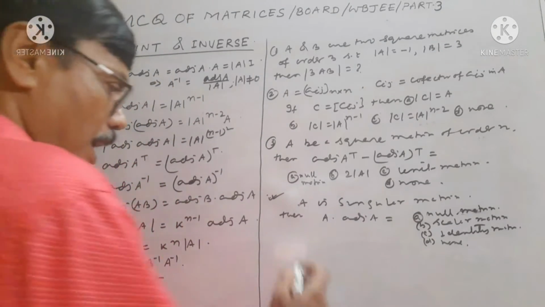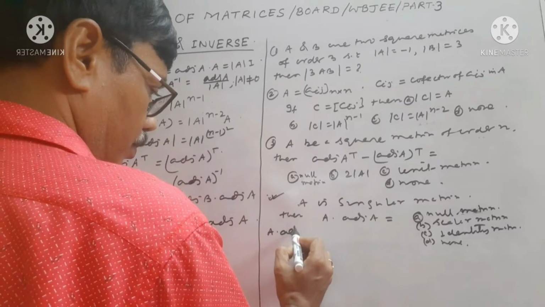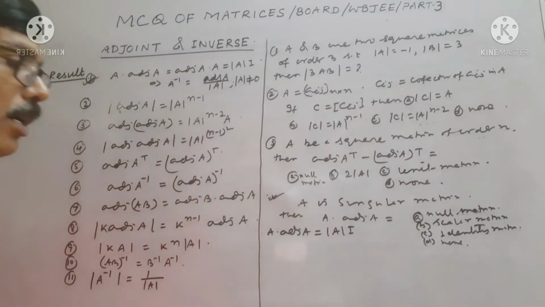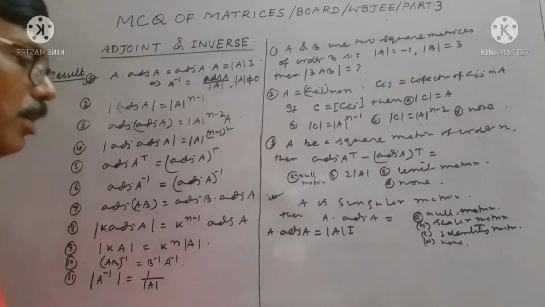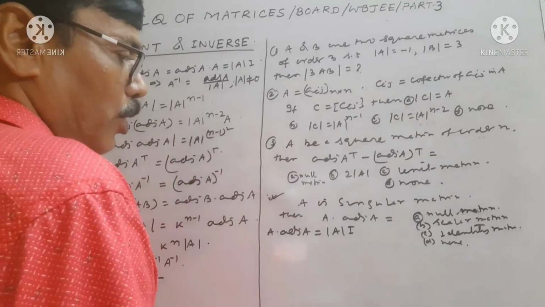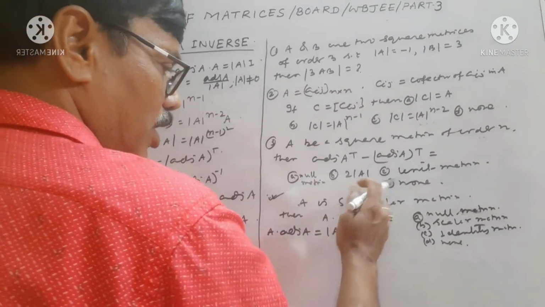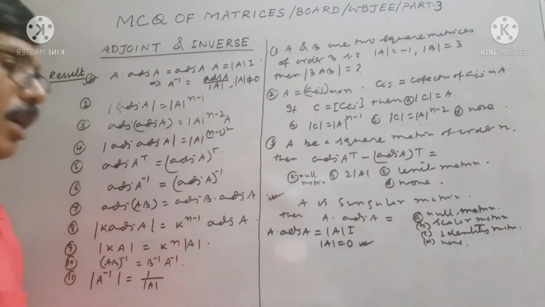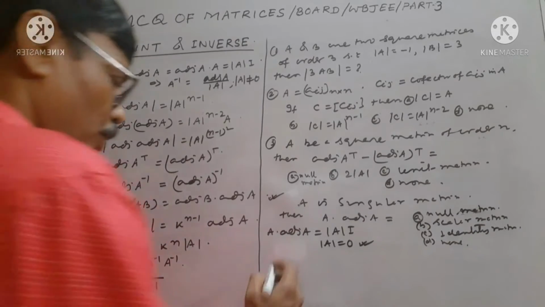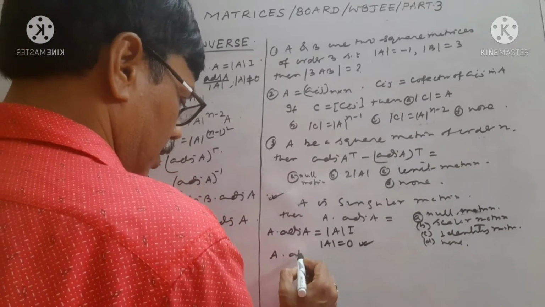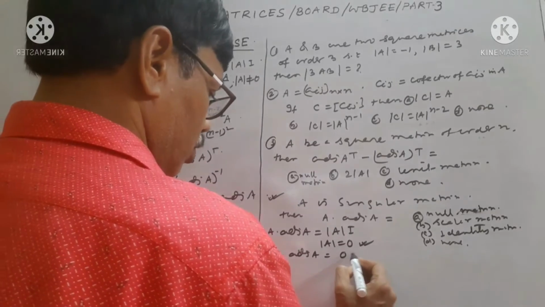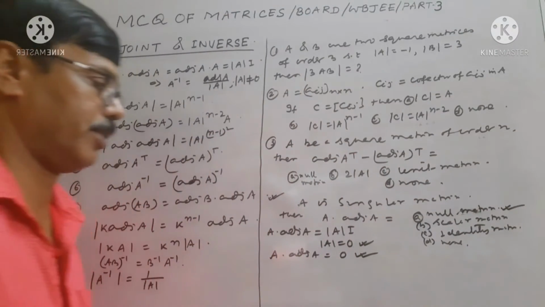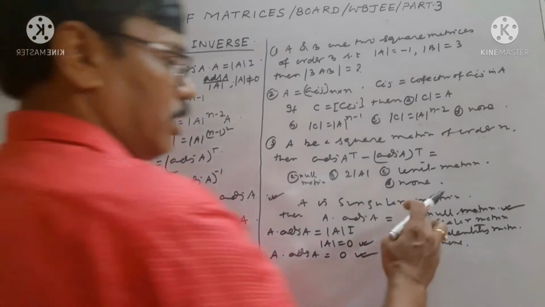Now, A into adjoint of A is well known as determinant A into I. Since A is singular, determinant A equals 0. So what is A into adjoint of A? It equals 0. So A into adjoint of A is a null matrix. So the answer is null matrix.